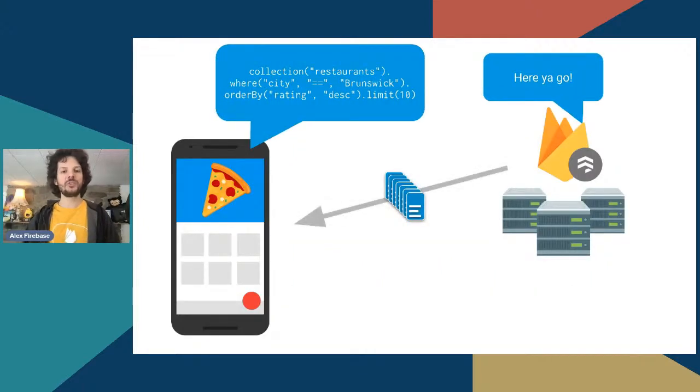Okay, now once you have the data inside your database, the next logical thing for you to do is to query it. And querying is pretty simple. You'll generally be encouraged to use our native SDKs, in which you'll tell Firebase where you want the data to come from. In this case, we would be querying the collection restaurants, which are located in the city of Brunswick, and return the first 10 entries with the highest rating.